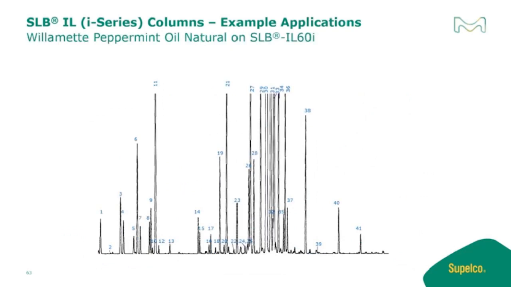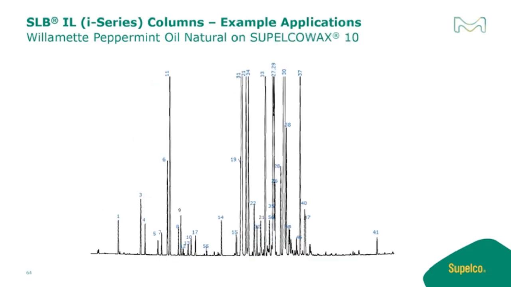We've also looked at some mint oils. Again, mint oils are typically analyzed on a wax type selectivity because it gives you very good separation of the particular mint oils. This is an example where we're looking at Willamette and peppermint oil on the SLB-IL60I. The next shows the same analysis of the Willamette and peppermint oil on a wax column. And there are differences in the selectivity of the phase. I'll show you that on the next slide.